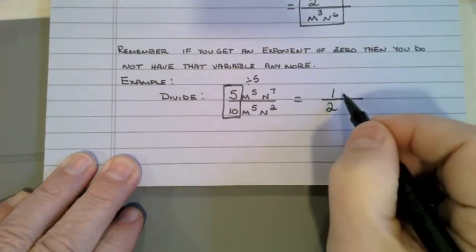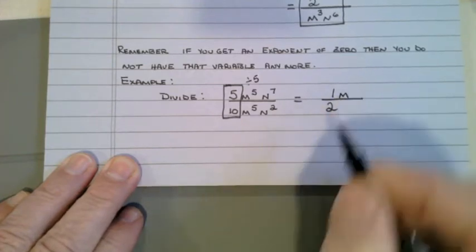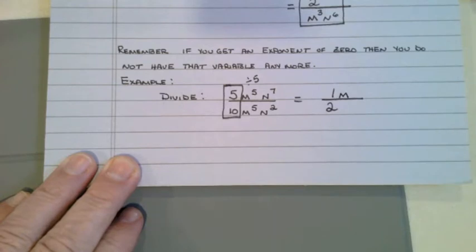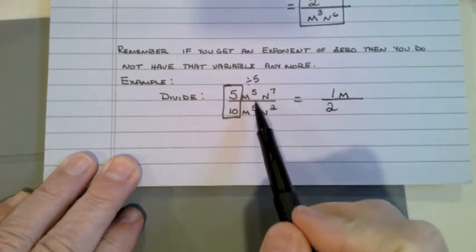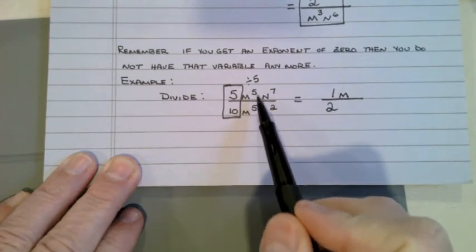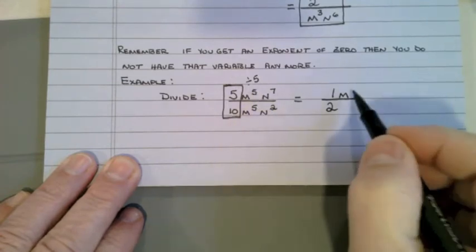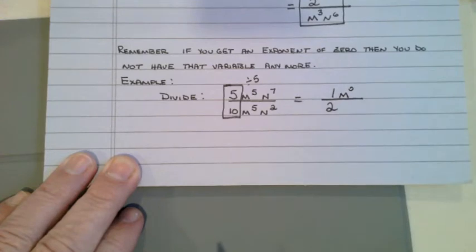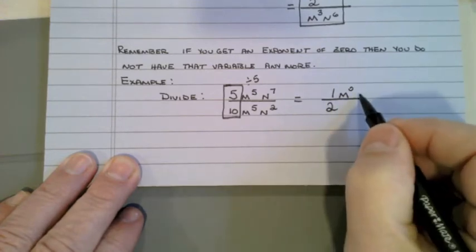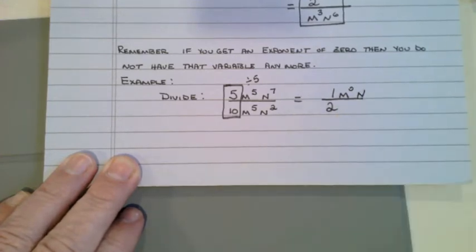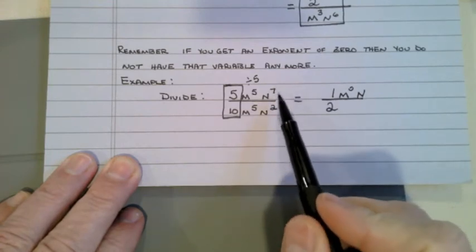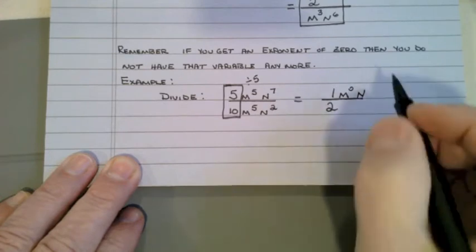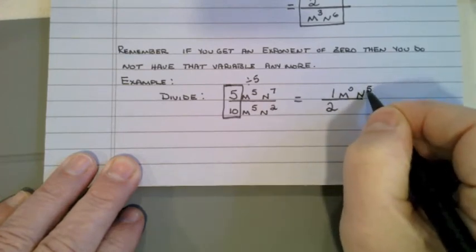Now I need to write down these variables. Always start off by putting them in the numerator. 5 minus 5, because when I divide, I subtract my exponents. 5 minus 5 is 0. I write down my next variable, n. I subtract these exponents because I'm dividing. 7 minus 2 is 5.